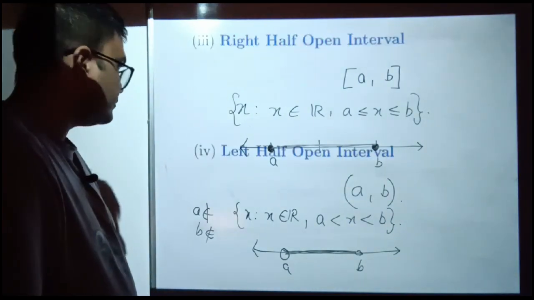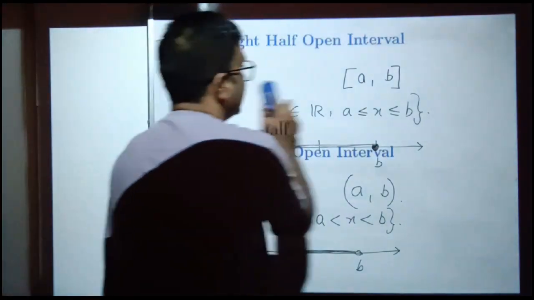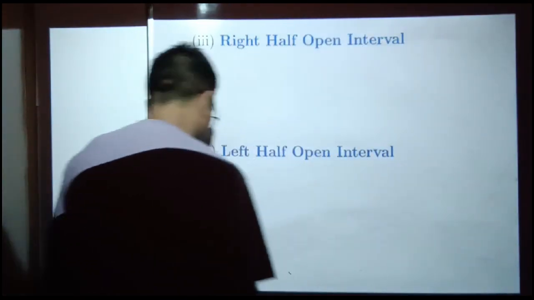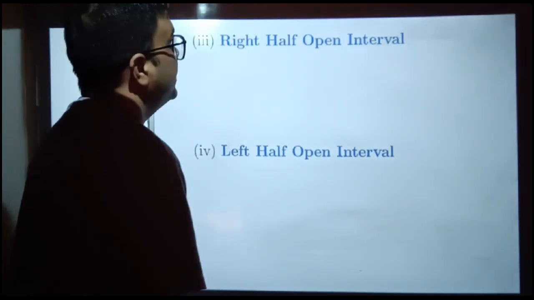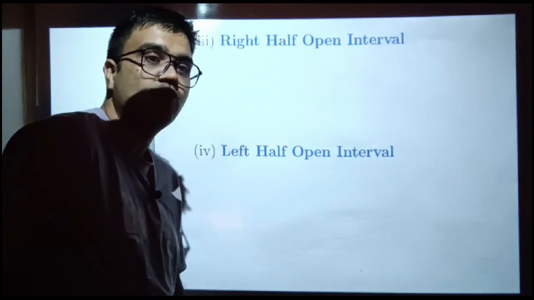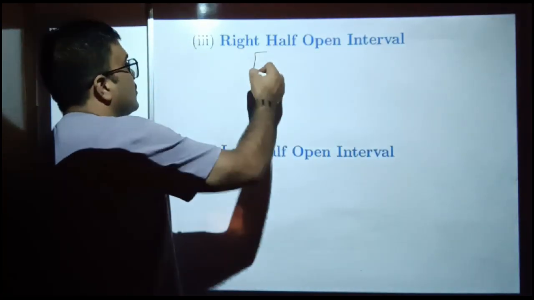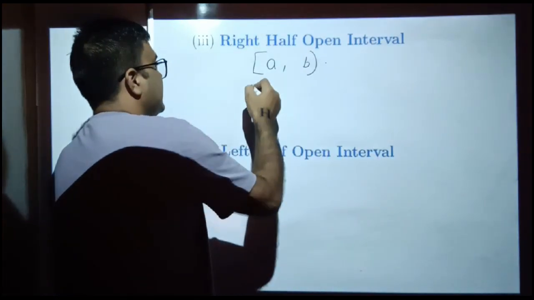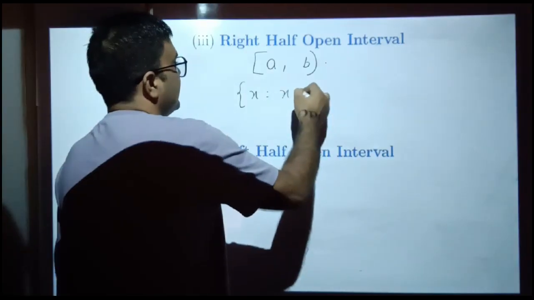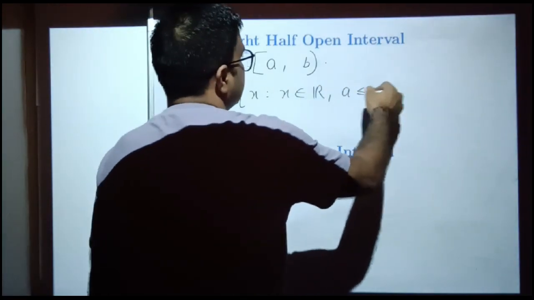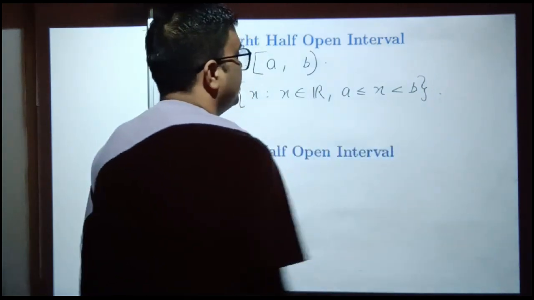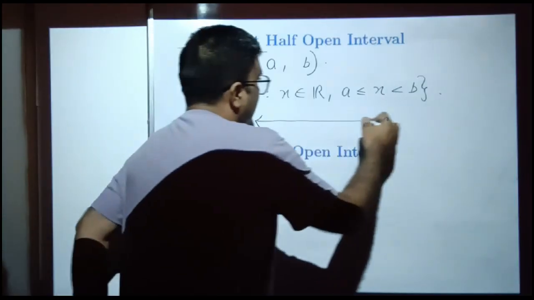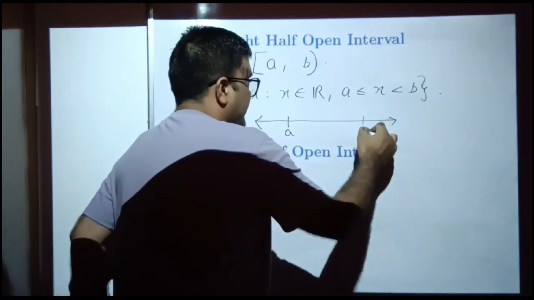Next is semi-open or semi-closed intervals. We have two of them. One is the right half open interval. Right half open means that it is open on the right: closed on the left and open on the right side. We are talking about x such that x is a real number, a is less than or equal to x is less than b. What this means is we are talking about all real numbers between a and b.